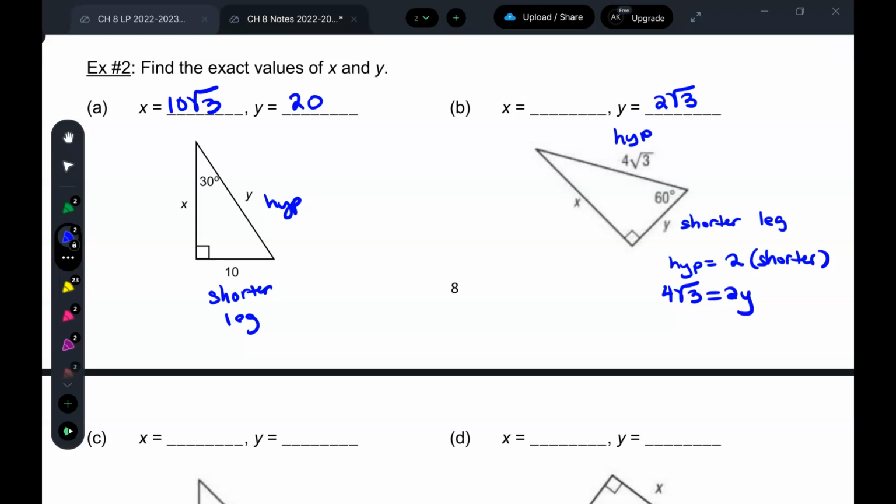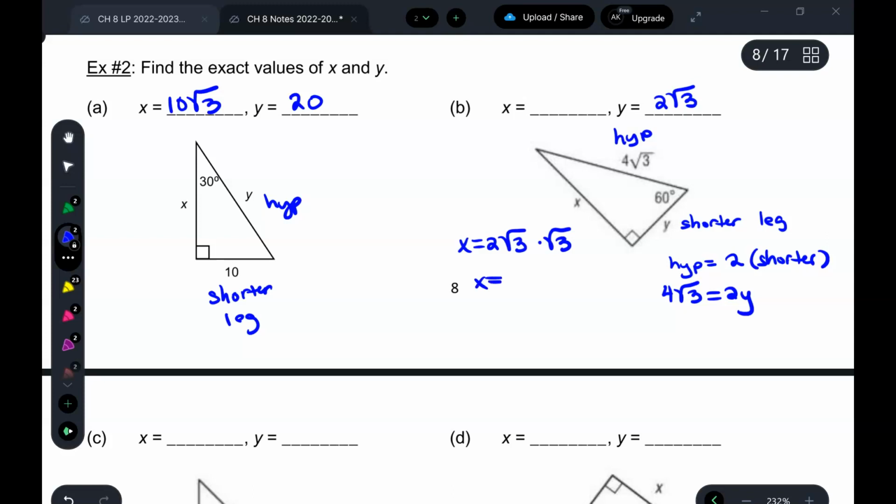Okay, now how do I find x? What do I have to multiply the shorter leg by? By root 3. So x is going to be 2 root 3 times another root 3. What's root 3 times root 3? 3. What's 2 times 3? 6. Okay, I get it.